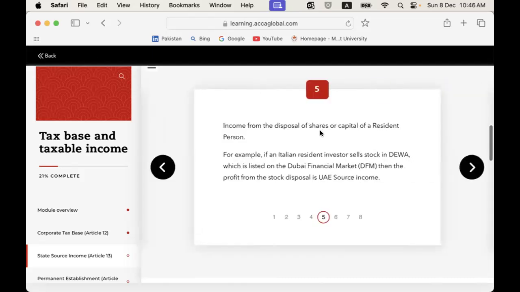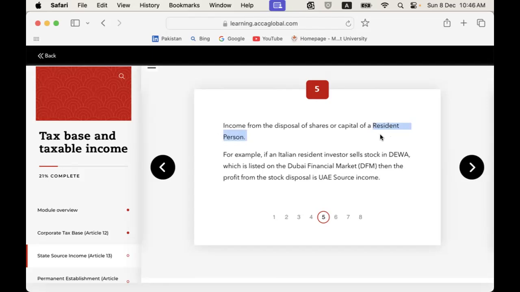Income from the disposal of shares or capital of a resident person. So, if there is any income from disposal of shares or capitals of a UAE company, where you read the word resident person, think of it as a UAE company.